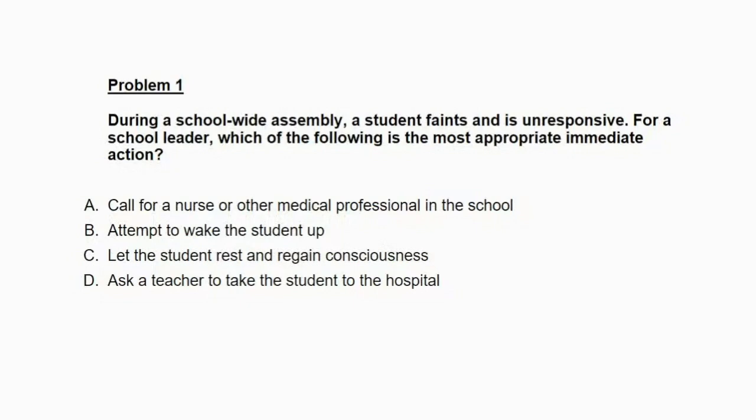Problem 1 reads, during a school-wide assembly, a student faints and is unresponsive. For a school leader, which of the following is the most appropriate immediate action? Let's take a look at our answer choices to see which is the best action. A, call for a nurse or other medical professional in the school. B, attempt to wake the student up. C, let the student rest and regain consciousness. D, ask a teacher to take the student to the hospital.